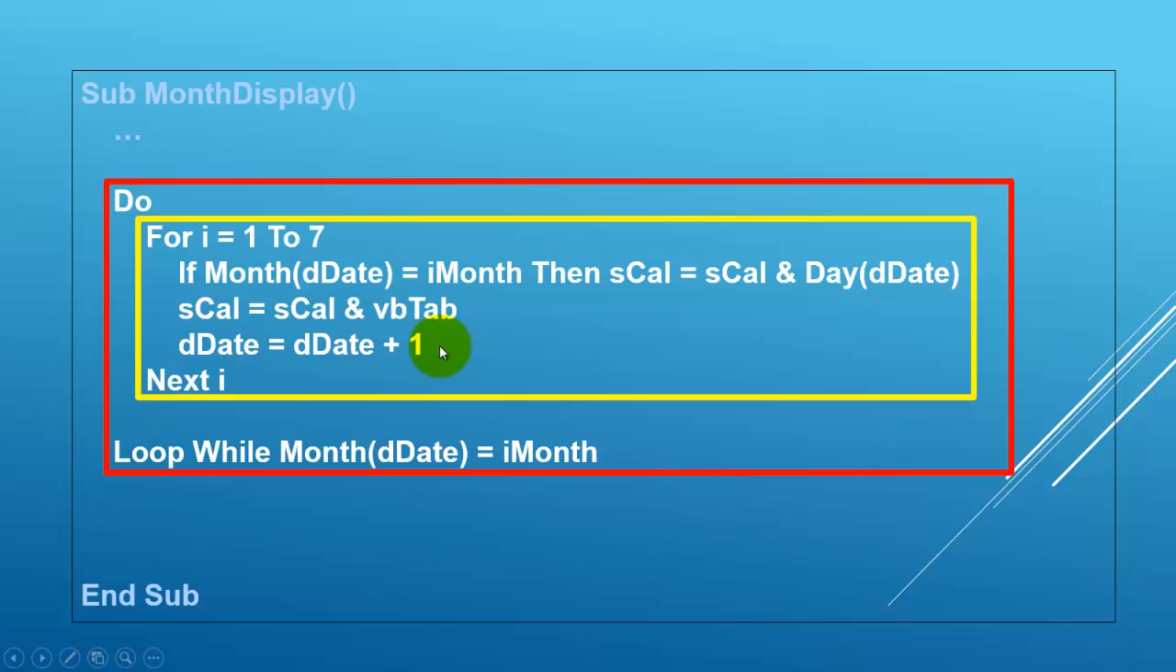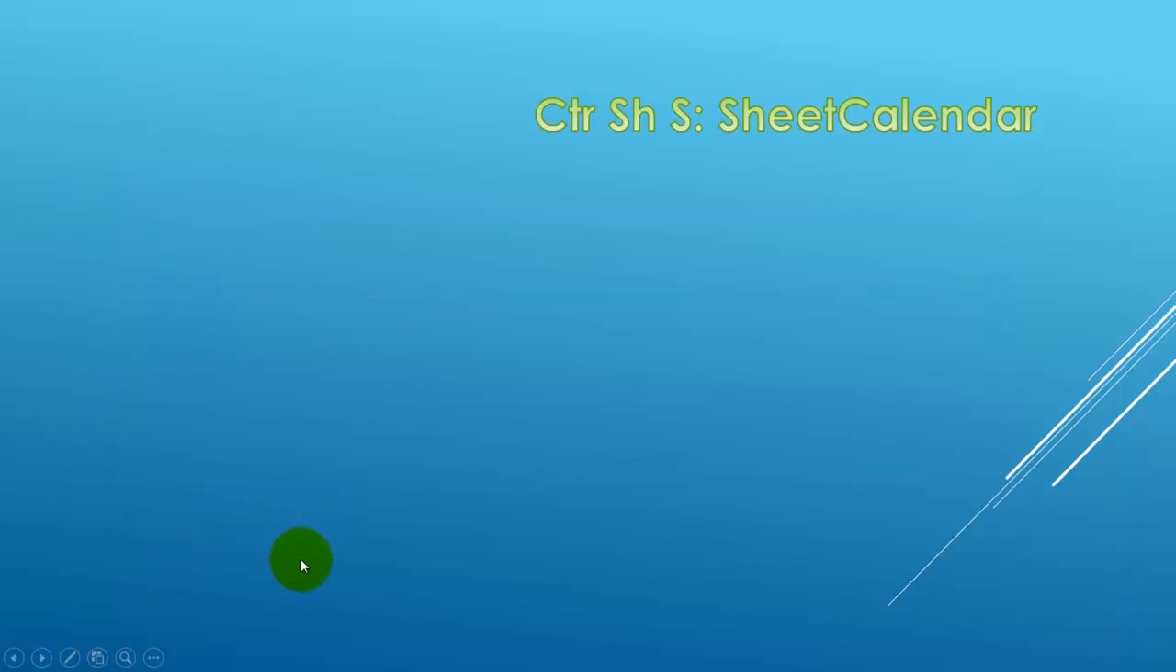So we go to the next day. And then once we have reached the end of the row, 1 through 7, when we have reached Saturday, we need a carriage return. And it keeps doing that as long as D-date, that was updated by one, is still August. And don't forget to display that SQL string in the message box.